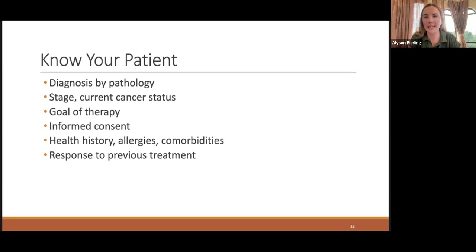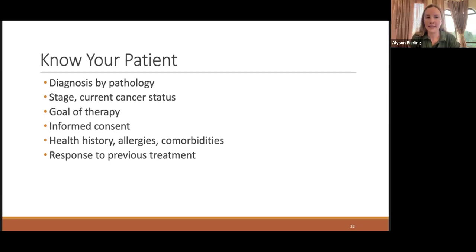So in your setting, I believe you're mostly or exclusively for now going to be treating curative intent cases. But we want to know that the intent is curative as opposed to palliative. An informed consent should always be completed before a patient receives their first cycle of chemotherapy. So that should also be available in the chart. And as nurses, we should check that that is there.